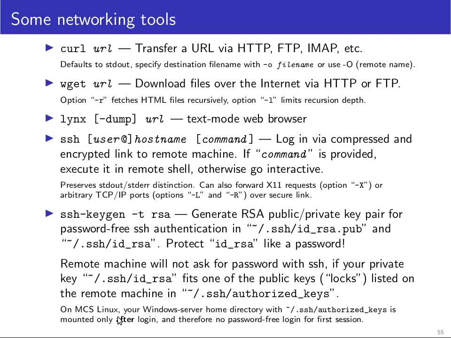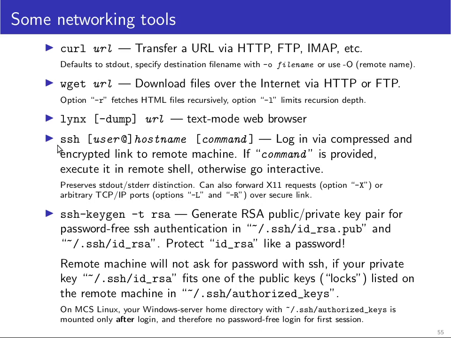Unfortunately, this doesn't work quite so well on the MCS Linux system for which we give you a remote login session, because that keeps its file system on a Windows server. So your home directory is on a Windows server, and the entire home directory, including the authorized_keys file, will actually only be visible to the server after you have logged in. So there's no password-free login for the first session, but once you have logged in and your home directory is available and then you want to start further sessions, then public key will work.